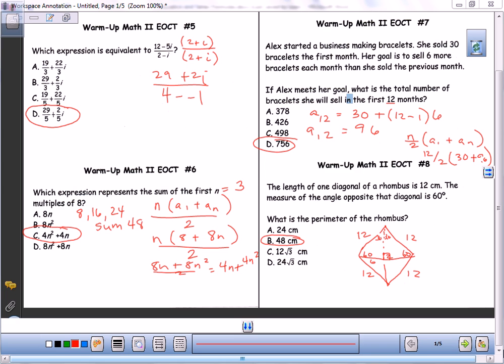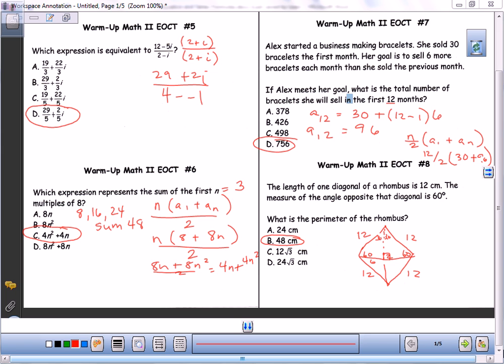When we multiply by the conjugate, in the denominator, the outer and inner are going to cancel. And so all you really have to do is first term times last term. And up top, we're going to FOIL. And when you do, that's what you get. Okay, so that's number 5.